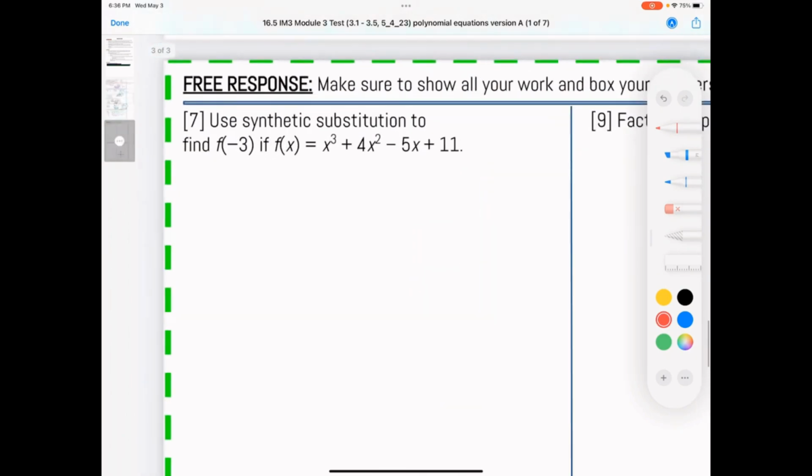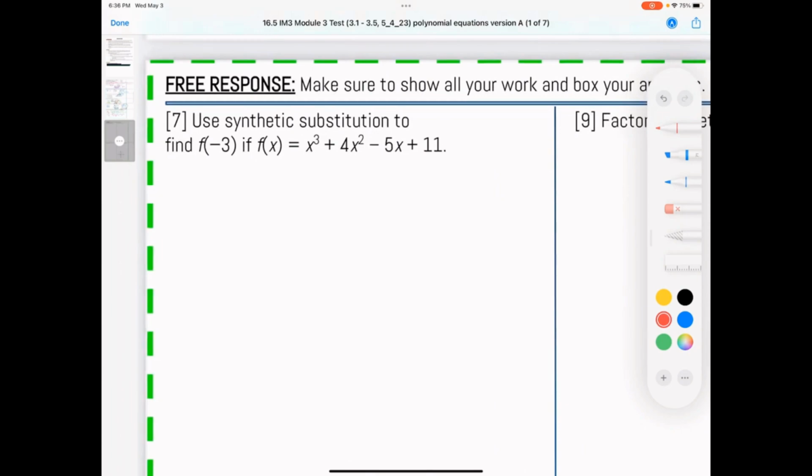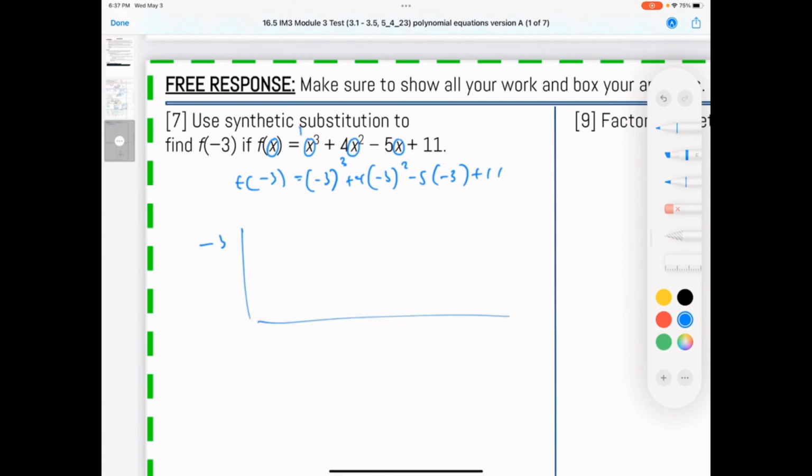All right, next, use synthetic substitution. You can do this in 2 ways here. You're replacing every x value with negative 3. You can do that. So this is one way of doing the problem. Or you can use synthetic substitution. So 1, 4, negative 5, and 11.